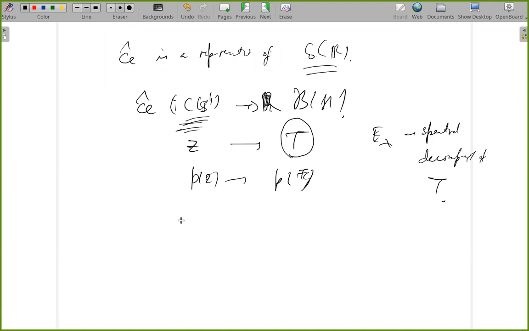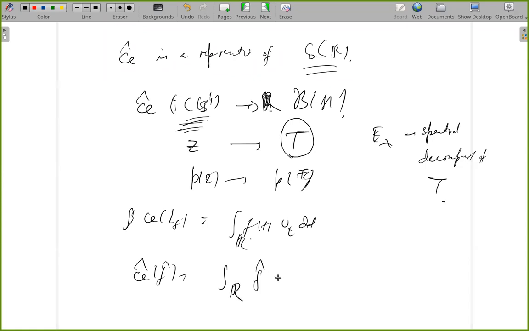Okay, so what you have is phi of Lf is equal to the integral of f(t) u_t dt, which is equal to phi hat of f hat, which is the integral of f hat, and then you have this spectral decomposition of this T. So e to the 2 pi i z dE_z, let's say, or e to the 2 pi i t dE_t. So now you sort of absorb this and you get R. So the corresponding H is nothing but the integral of t dE_t.